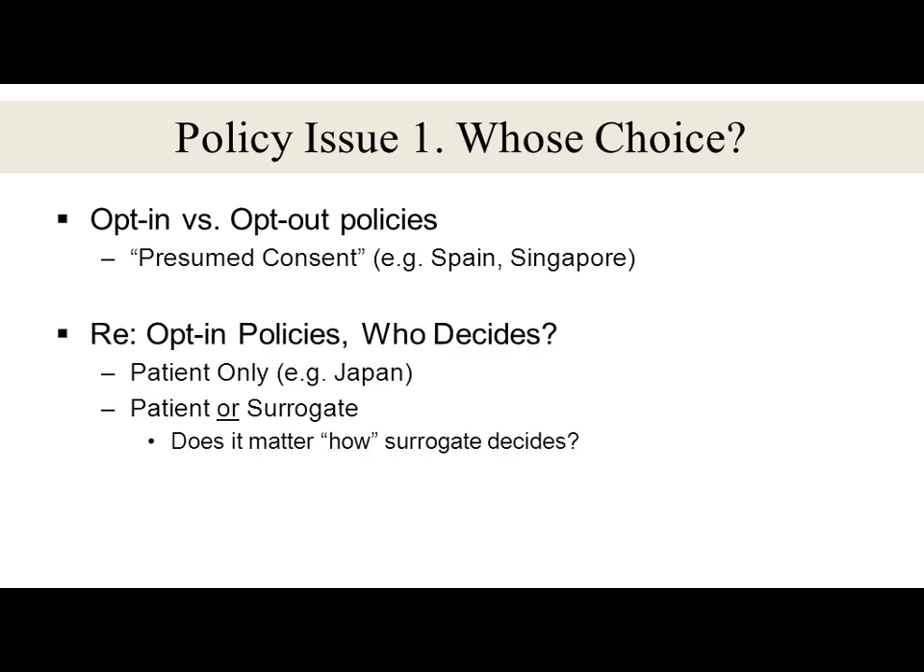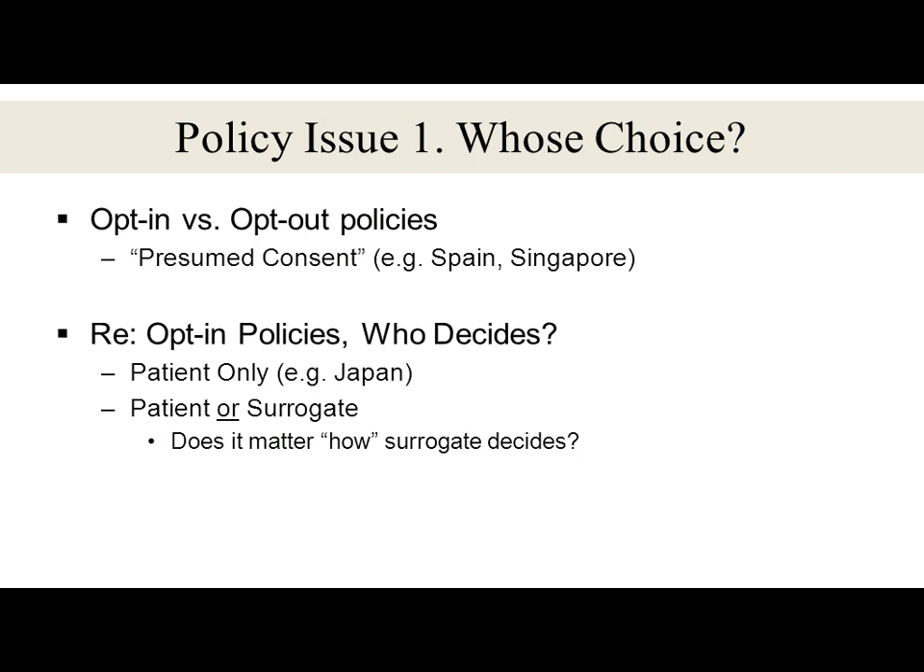Regarding opt-in policies, you can even take it a step further and say, well, who gets to decide? Should it only be the patient, as in Japan, where the patient has to expressly provide their consent, or if a patient has not said anything about organ donation, is it appropriate for a surrogate to say, yes, I think my loved one would have wanted to have donated? And if so, take it a step further: does it matter how a surrogate comes to that decision? For living patients, the way that surrogates make decisions is really important.